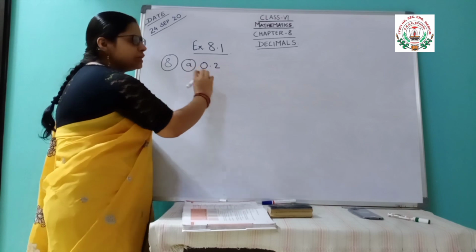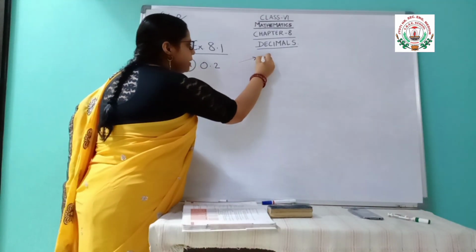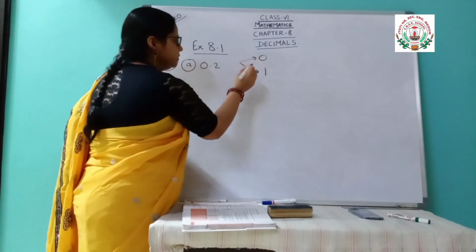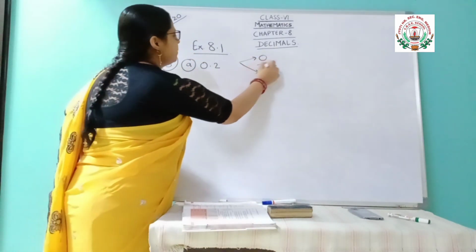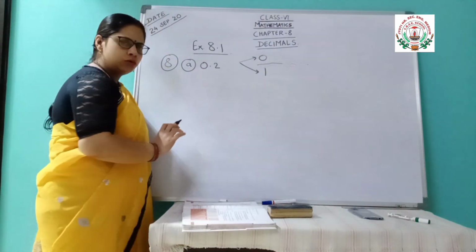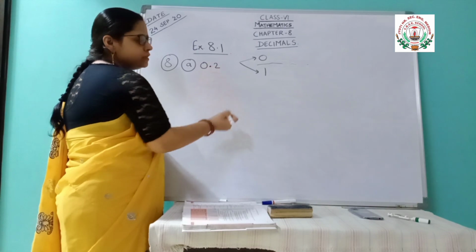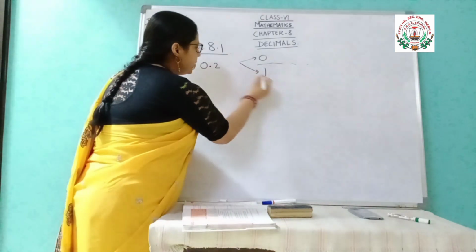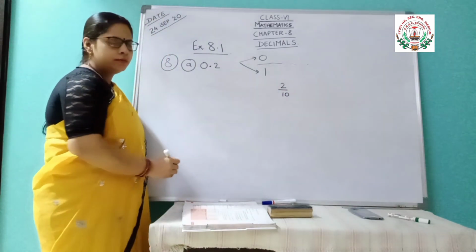First, 0.2. So just first you think between which two whole numbers this lies. This lies between 0 and 1. Greater than 0 but less than 1. Between 0 and 1 somewhere here that 0.2 will lie. Now it is the decimal number, that is 0.2. So 2 by 10. It is 2 by 10.